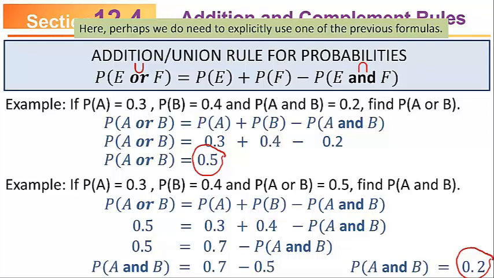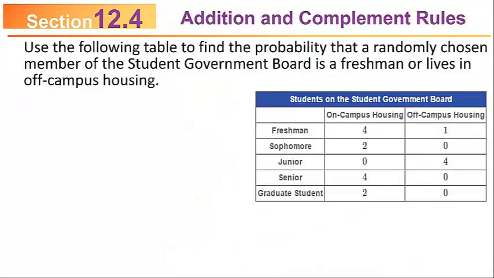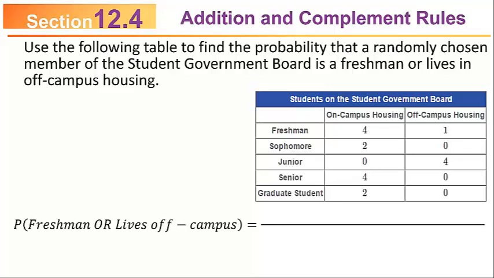Use the following table to find the probability that a randomly chosen member of the Student Government Board is a freshman or lives in off-campus housing. They give you a table. This is another problem where you probably can just do it by the old techniques. You want to know the probability that a person is a freshman or lives off campus. So you look at your chart.